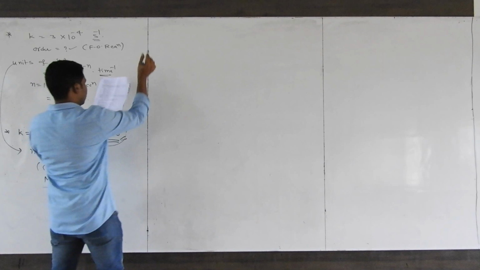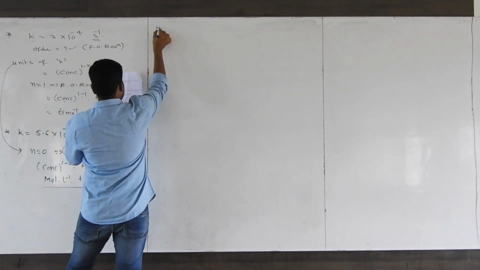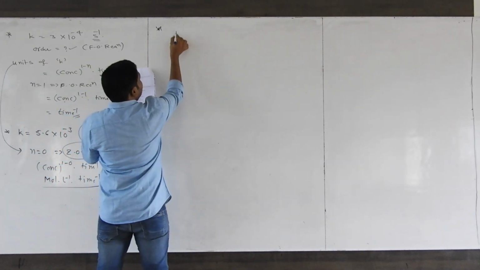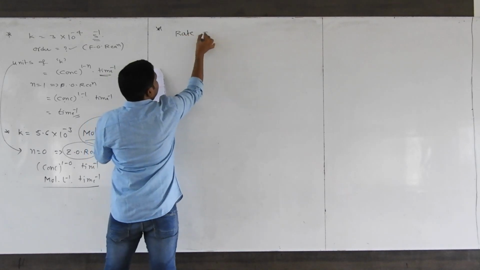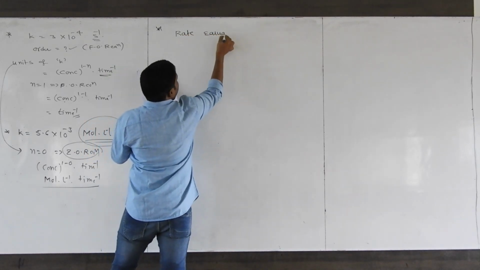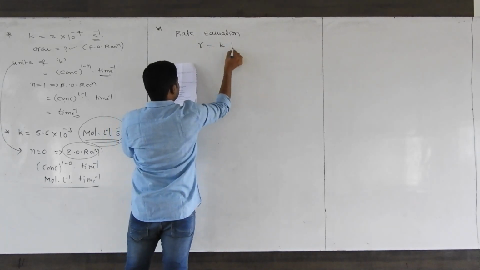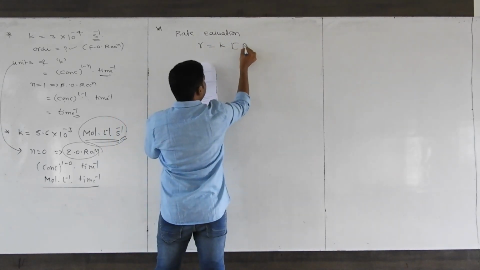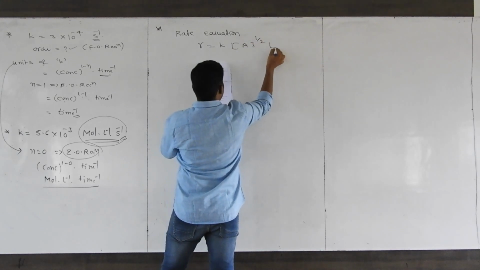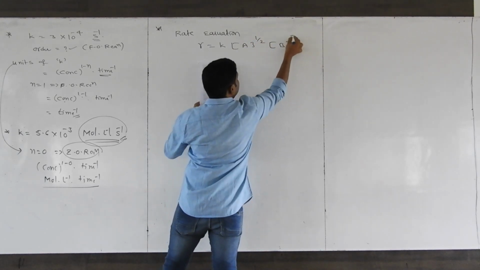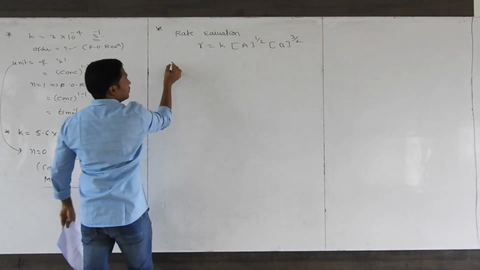And see, one more type of question is asked. He gave the rate equation. This is also important. Rate equation: R is equal to K into concentration of A power 1 by 2, B power 3 by 2. What is the order of the reaction?